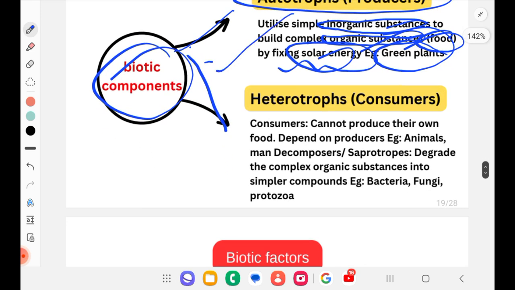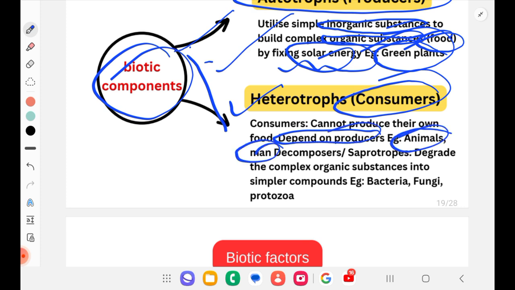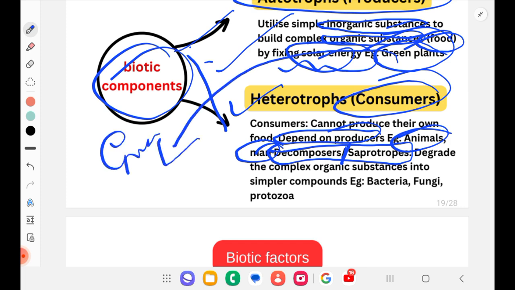Then it is heterotrophs, also called consumers. Consumers cannot produce their own food and they depend on producers. Examples: animals, man. Then we have decomposers, the third one. Decomposers are also called saprotrophs. They degrade complex organic substances into simpler compounds. So whatever complex organic compound is produced by green plants, those will be disintegrated by these saprotrophs. Okay, they will disintegrate organic substances into simpler compounds. Examples: bacteria, fungi and protozoa.